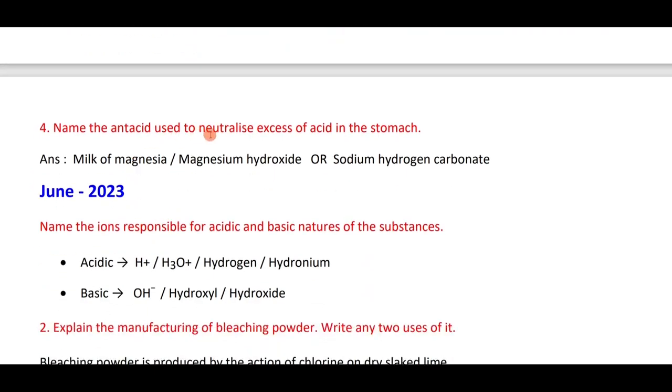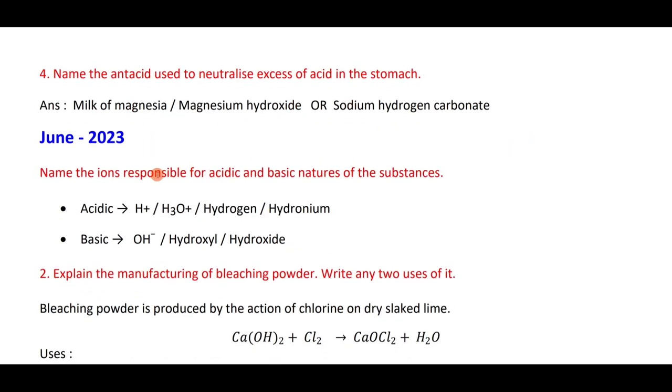Name the antacid used to neutralize excess acid in the stomach. Milk of magnesia or magnesium hydroxide or sodium hydrogen carbonate. Name the ions responsible for the acidic and basic nature of substances. Acid: H plus ion or H3O plus hydronium ion. Basic: OH minus, hydroxyl or hydroxide ion.